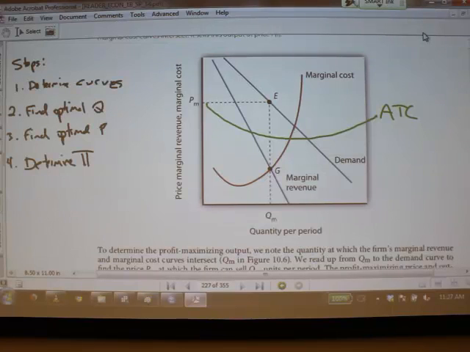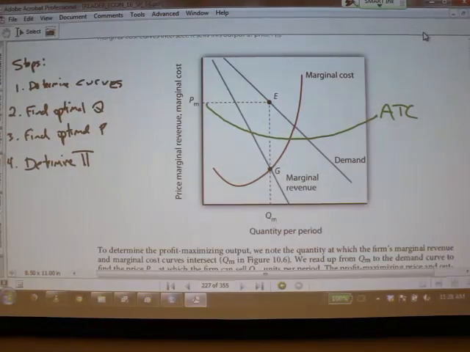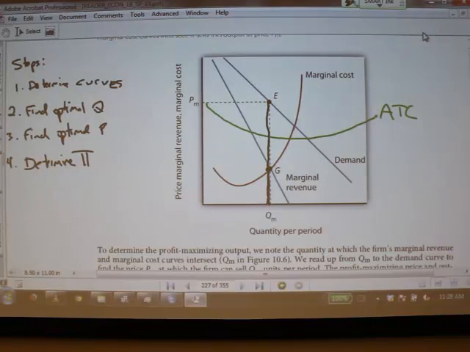Okay, so I added a 4th step, determine profit. So first, determine curves. 2, find the optimal quantity. 3, find the optimal P, price. And 4, determine pi, profit. Okay, so step 1, curves are given. 2, find the optimal Q. Well, again, marginal revenue equals marginal cost at point G. This tells us to produce QM. Step 3, find the optimal P. Starting at QM, go up until you hit the demand curve, because we want to charge consumers every last penny that they're willing to pay. And that is PM. Finally, determine profit.